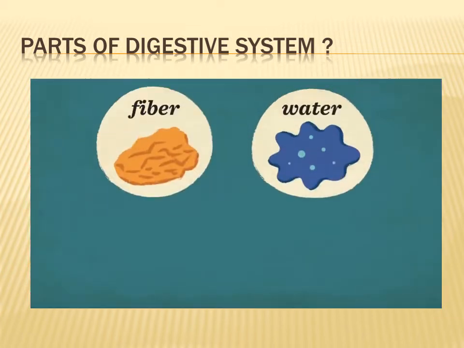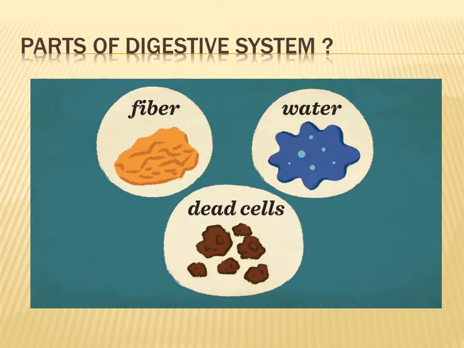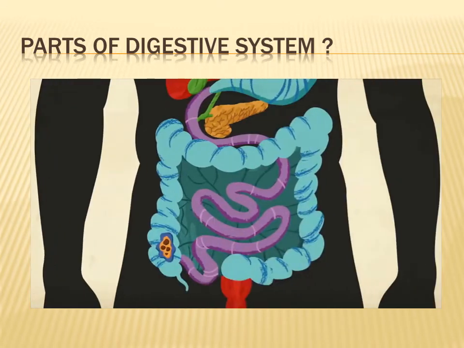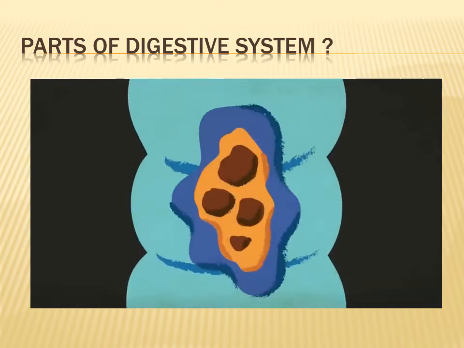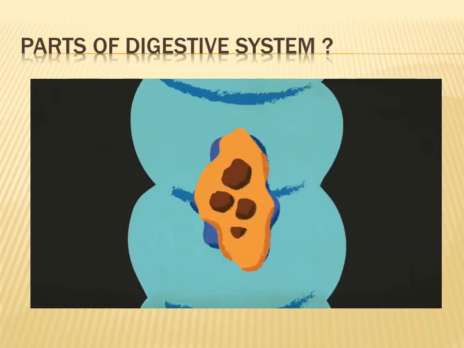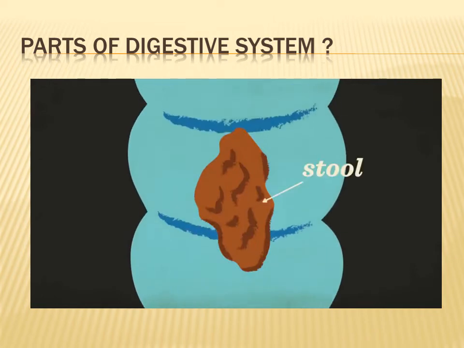Leftover fiber, water, and dead cells sloughed off during digestion make it into the large intestine, also known as the colon. The body drains out most of the remaining fluid through the intestinal wall. What's left is a soft mass called stool.